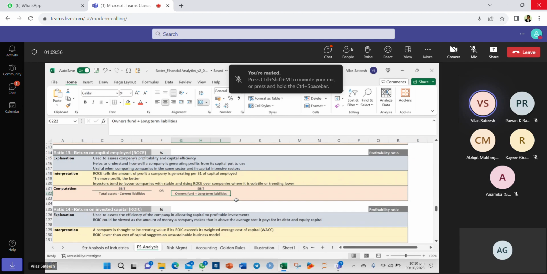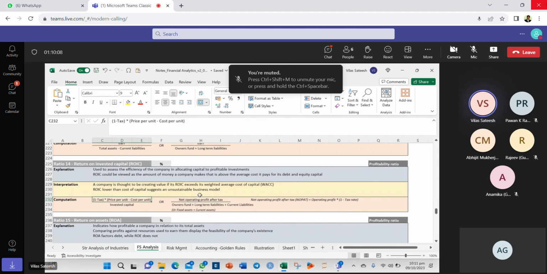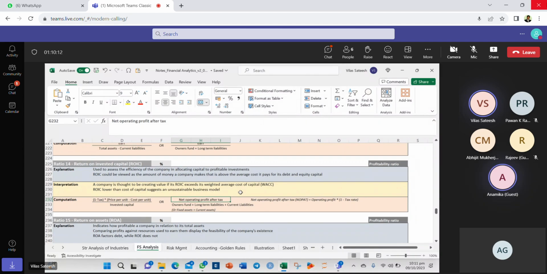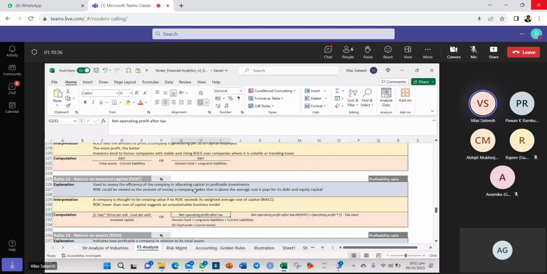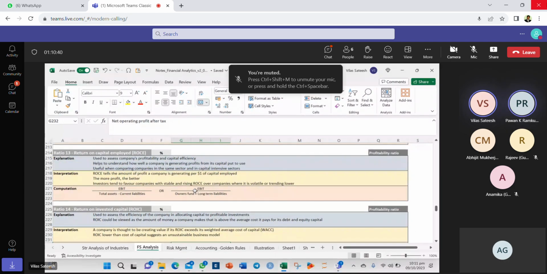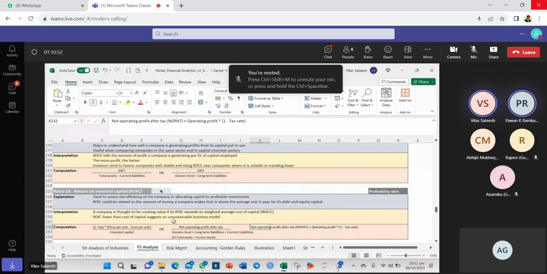Then return on invested capital is something similar. I think it was a bit complicated. I think it's a matter of retained earnings being considered or not. Also, operating profit after tax. Operating profit divided by invested capital. Then just removing the tax element out of it, I think he's just considering the operating profit after tax. We were looking at the net profit, but here the actual return on invested capital is your net operating profit after tax.